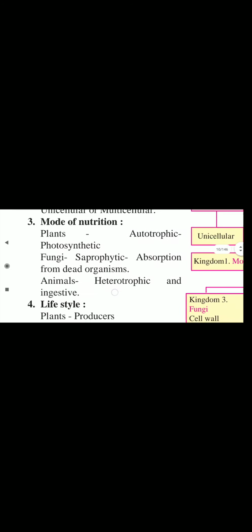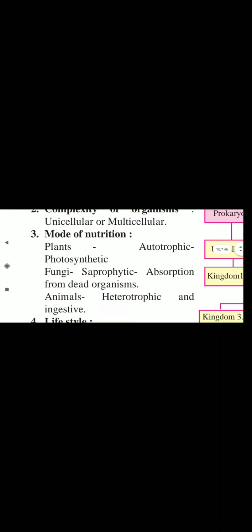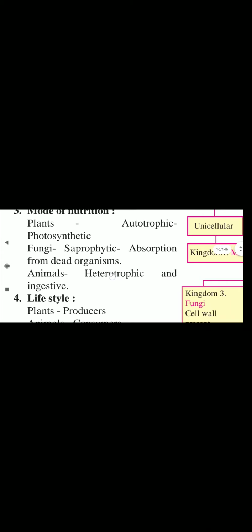After that, he used the mode of nutrition. If you see the plants, they are producing their own food. If you consider we human beings or other animals, we are totally dependent on the plants or other animals for our food. And some fungi grow on dead organisms. So here he took the mode of nutrition for the classification. First of all, plants he took as autotrophic or photosynthetic. Plants, as you know, prepare their own food in the sunlight.